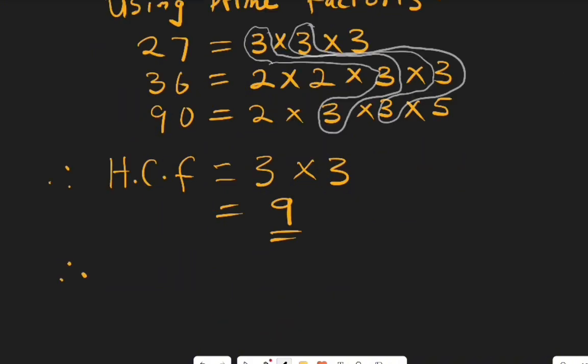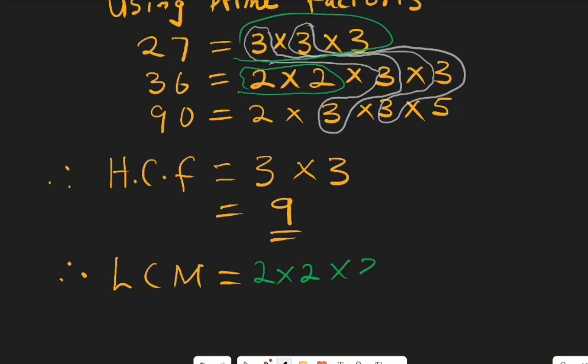Therefore, LCM is equal to, we look for the line where 2 appears most. The line where 2 appears most is this. We have to take all of them, which is 2 times 2 times 2. We look for the line where 3 appears most, which is line 1. 3 appears 3 times, which is 3 times 3 times 3.